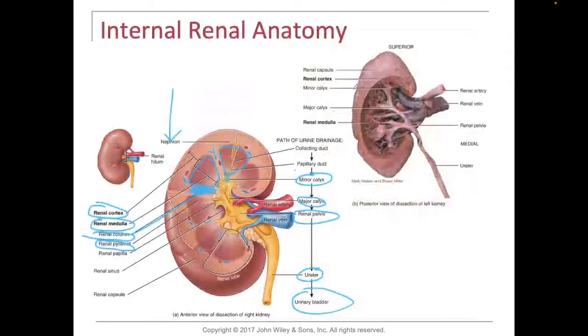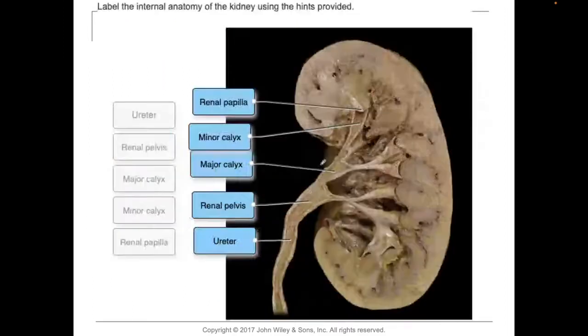So, let me go back here, this nephron: the last part of the nephron is called the collecting duct. We see it right here. It's the very last part of the nephron, and it's going to dump right into that apex called the papillary duct. And the papillary duct is the opening into the minor calyx, then the major calyx, and it goes down this flow.